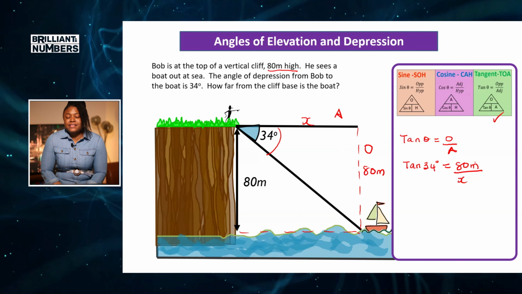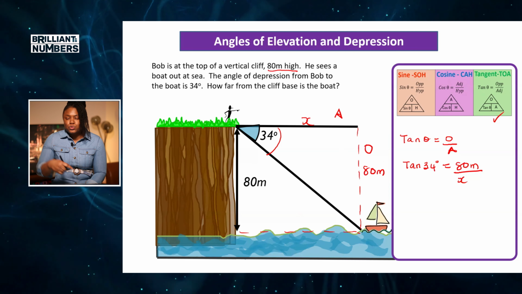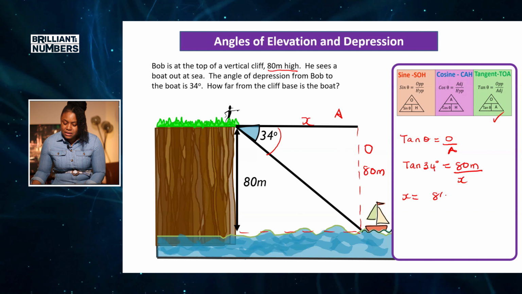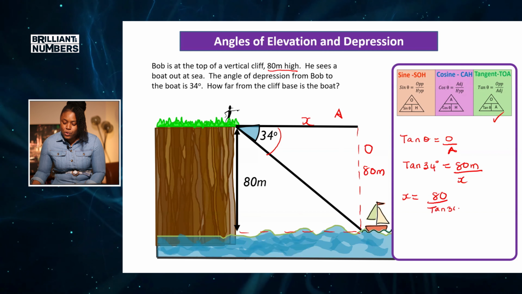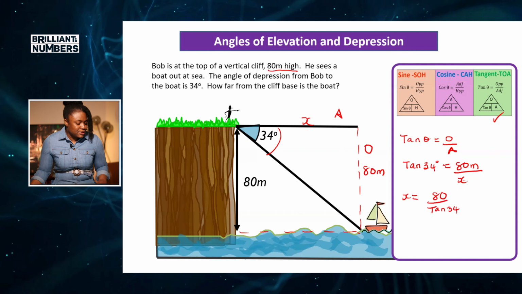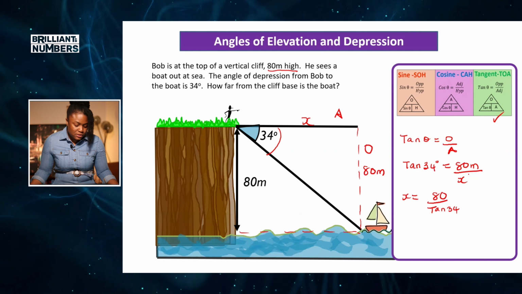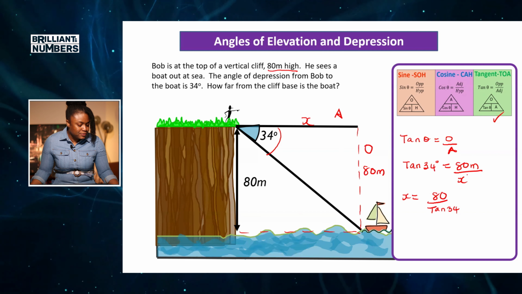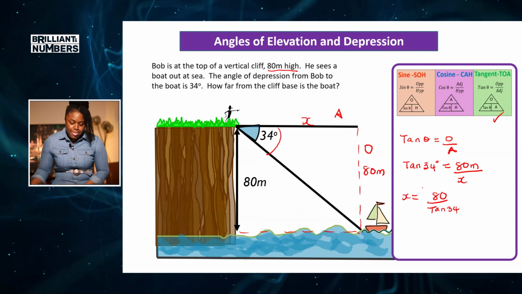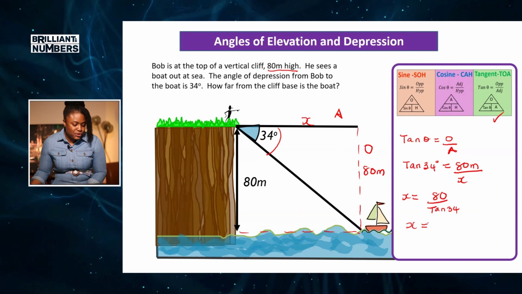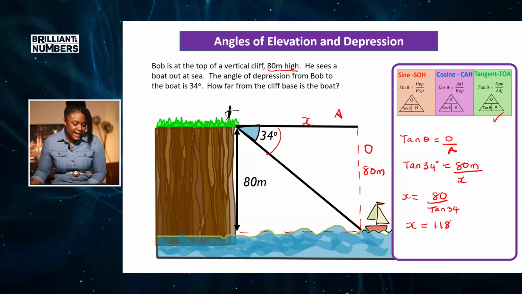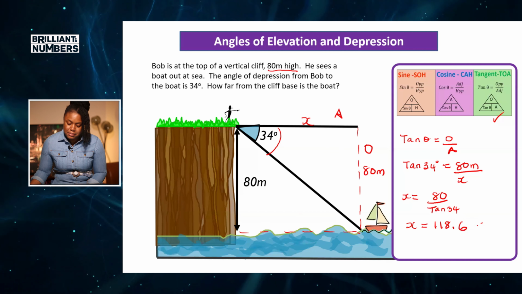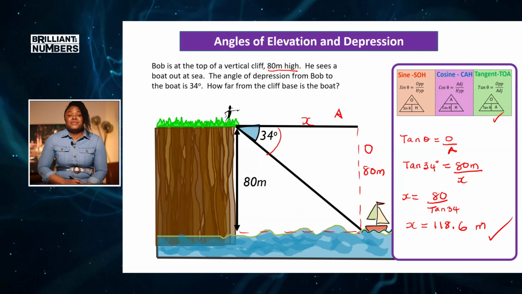Now I can see that my variable is in the denominator, which means I will have to divide. So x then will be equal to 80 divided by tan 34. I simply need to put that in my calculator. So here we go. So 80 divided by tan 34, close my bracket, press equal. The answer then, x is equal to 118.6 to 1 decimal place, and the unit is meters. And there we have it.